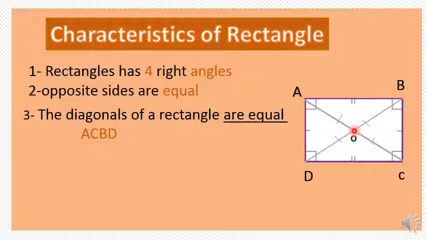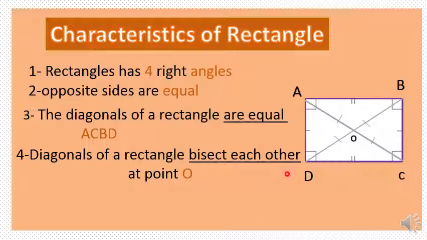So the diagonals of the rectangle are equal. AC is equal to BD. And the diagonals bisect each other. Bisect means they intersect at the same midpoint, which is O.